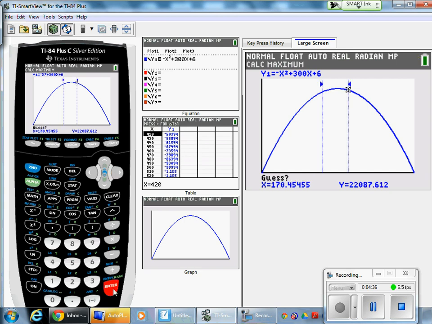Push enter, and then it says guess. So I'm going to push enter one more time, and it says the maximum value is at 149.99998 and 22,506. The maximum is really, your calculator's done some rounding, so it's really at 150, 22,506. All right, so let's see how we can use that in our answer.